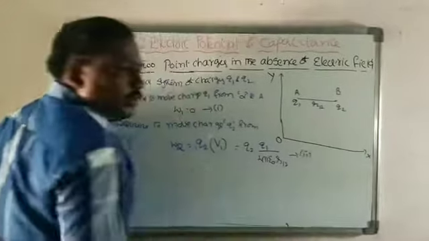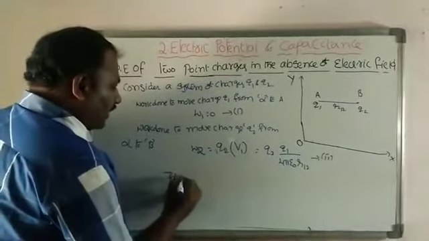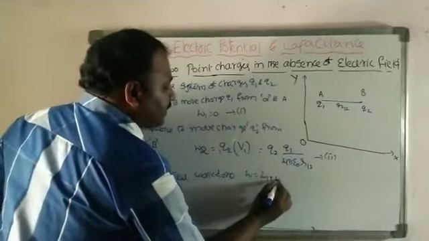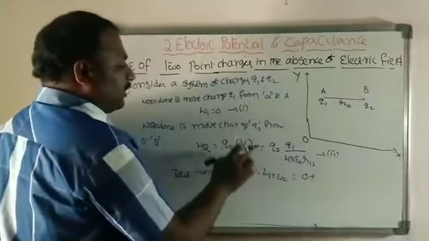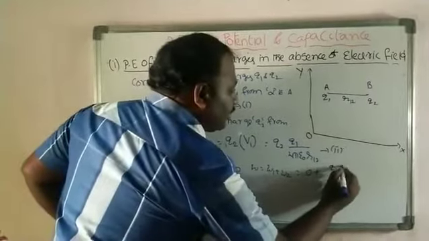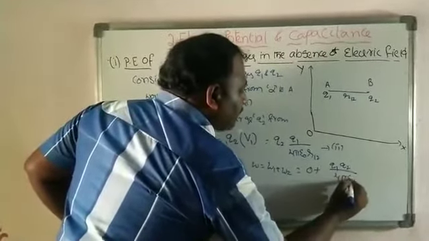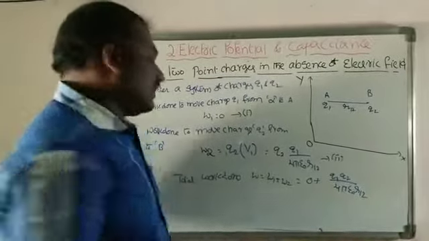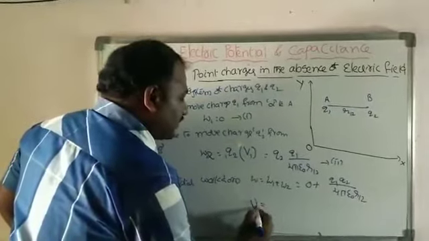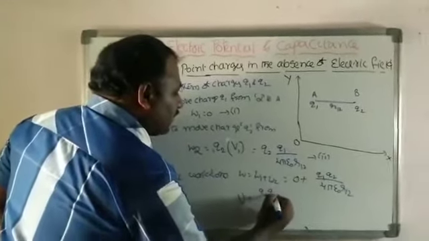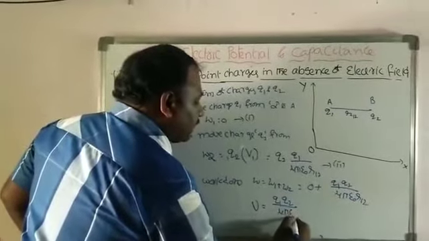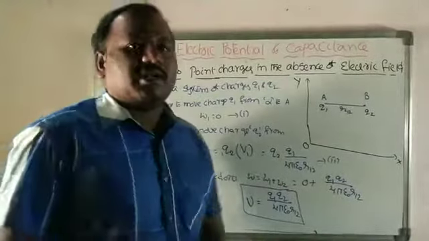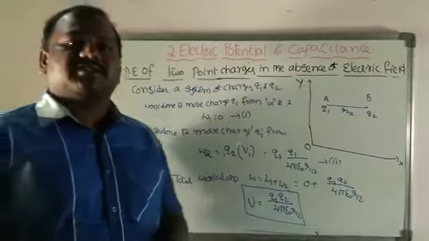This is equation 2. Now the total work done, W is equal to W1 plus W2. W1 is 0, W2 is Q1 Q2 by 4 pi epsilon naught R12. We know that work done is nothing but the potential energy. Finally, the potential energy of a system of two charges is Q1 Q2 by 4 pi epsilon naught R12. This is the potential energy in the absence of electric field when we consider a system of 2 point charges.